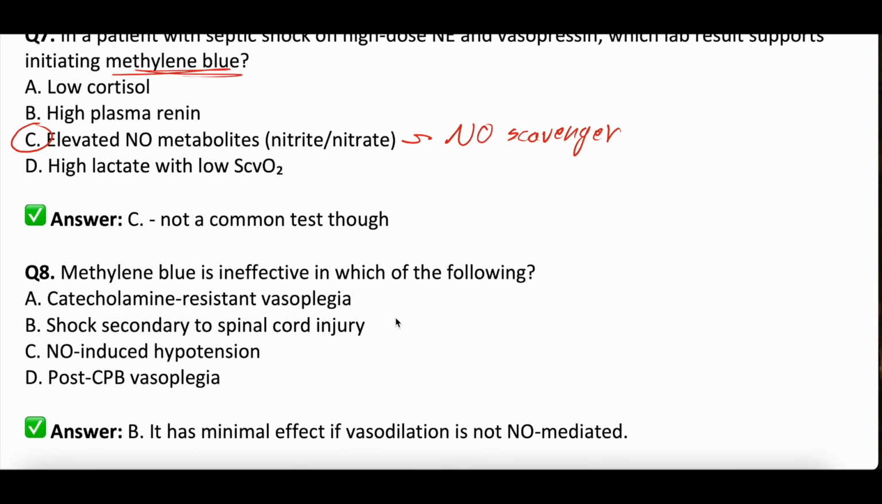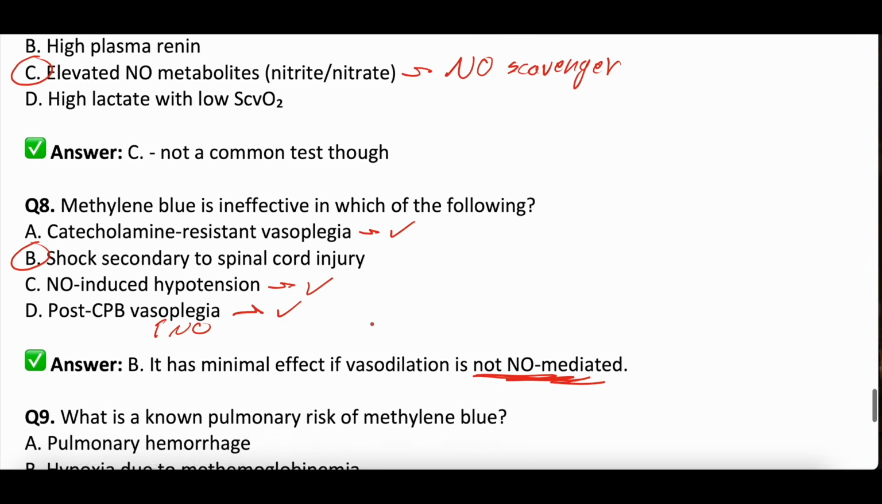So remember methylene blue, it is really good for nitric oxide induced hypotension because of its mechanism. The evidence suggests it's good in post-cardiopulmonary bypass vasoplegia because these patients have increased nitric oxide circulating. There's some evidence that in catecholamine resistant vasoplegia, methylene blue is effective. But in shock secondary to spinal cord injury, this is not a nitric oxide mediated pathway, and as such it's not thought to be effective, right? Because this is a kind of sympathetic pathway derangement because you injured your high C spine, not nitric oxide related.